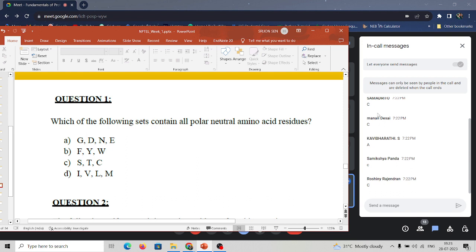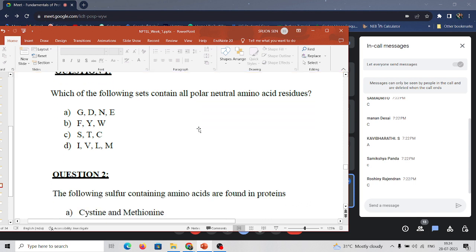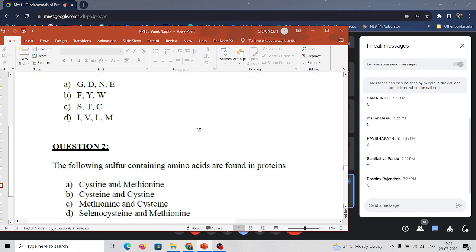Now coming to option D, which is isoleucine, valine, leucine, and methionine, these are all hydrophobic in nature. They are neutral though, but they are hydrophobic and non-polar. So C is the right option. That is serine, threonine, and cysteine, and this contains your polar neutral amino acids. The side chain of a serine has an OH, the side chain of a threonine has an OH with a CH3, and your cysteine has an SH. So C is the right option. Okay, moving to the next question.